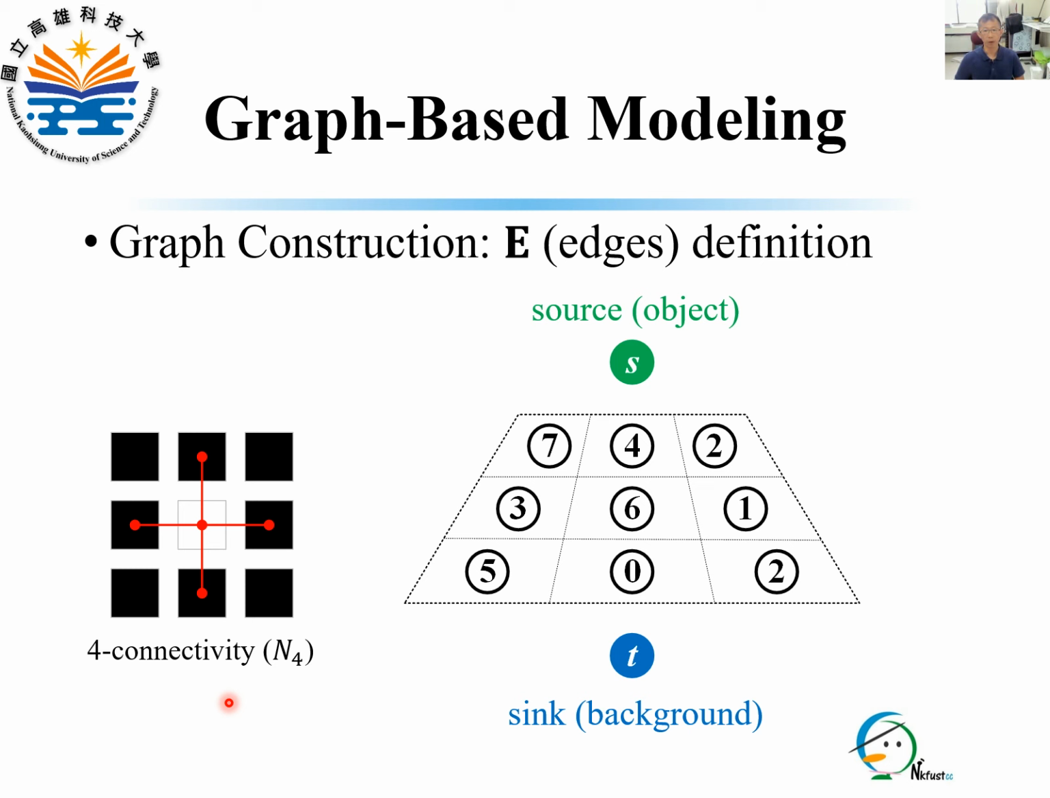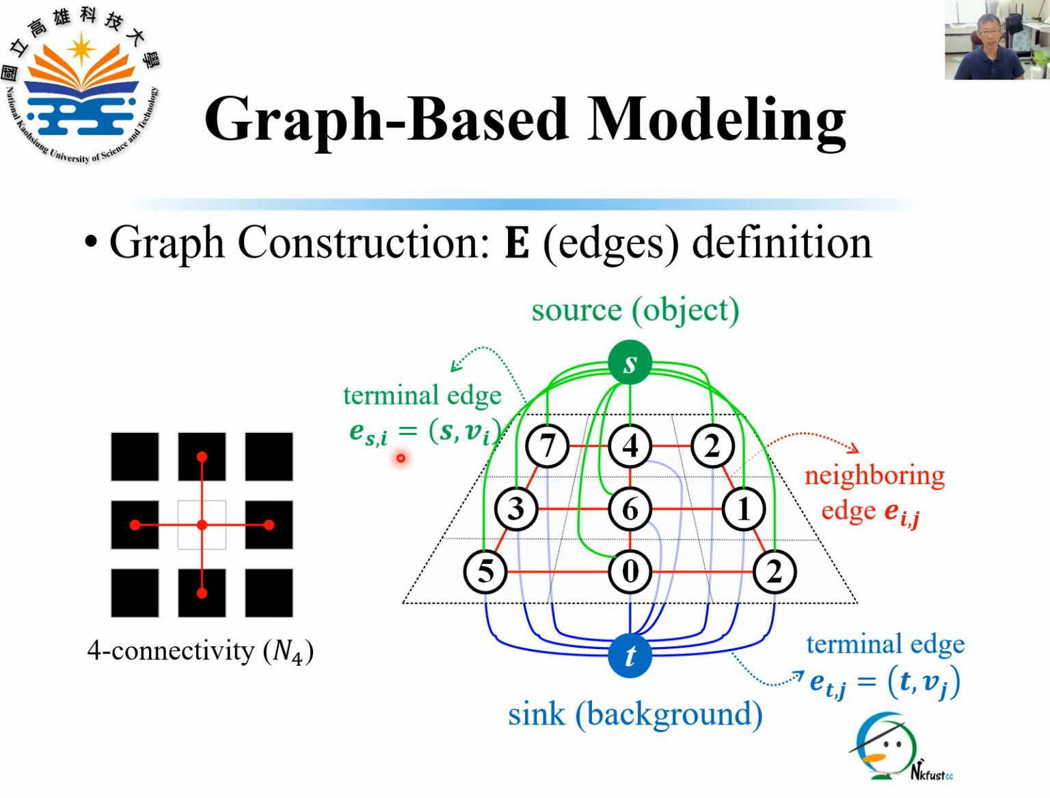For the N4 neighborhood system, the neighborhood edges are indicated by the red lines. The terminal edges between the source and each pixel vertex V are indicated by the green lines, while those between the sink and each pixel vertex V are indicated by the blue lines.